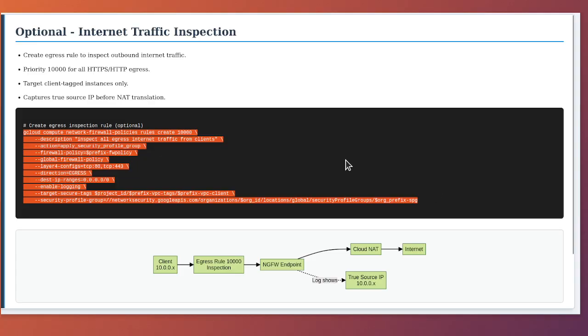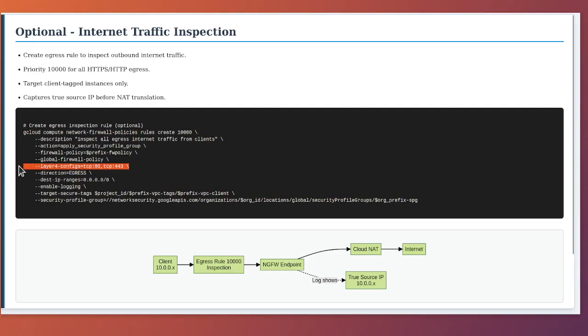The gcloud compute network-firewall-policies rules create command adds the rule. The description indicates this inspects all egress internet traffic from clients. The action is apply_security_profile_group to enable inspection. The firewall policy and global firewall policy flags reference our policy. The Layer 4 configs specify TCP:80 and TCP:443 for HTTP and HTTPS traffic.